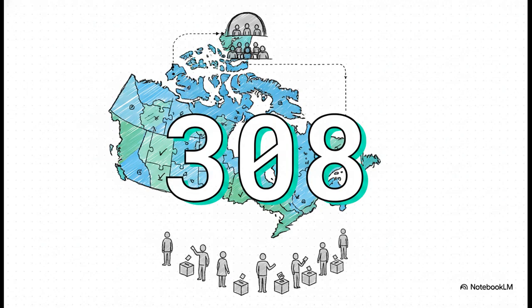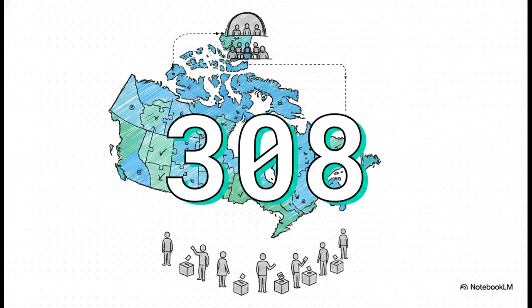Okay. Here is your next magic number for the exam, 308. Canada is divided into exactly 308 electoral districts. You really need to lock this number in your mind. Why does this matter? Well, because each of these 308 geographical areas elects exactly one member of Parliament, or MP, to sit in the House of Commons.